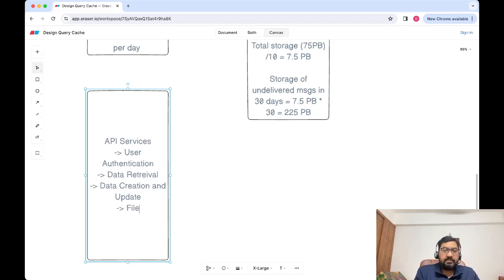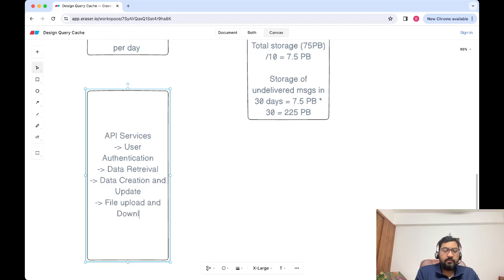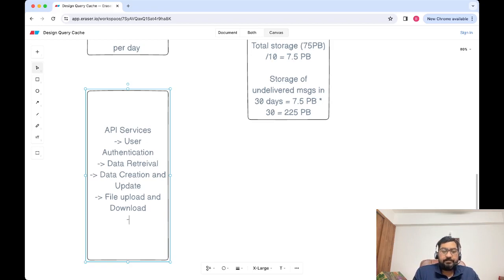The next part is the file upload and download functionality API. We are talking about pictures and maybe videos. The functionality is required to upload your videos to any file storage service like Amazon S3 or Blob storage, and then from there you can also download those files and give them back to the user when required. So that covers file upload, and the next one is search.